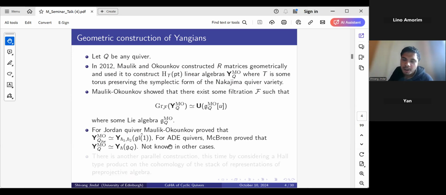In fact, that's what I'm going to say next. For the Jordan quiver, Maulik and Okounkov proved in their paper that this algebra which they define is exactly the affine Yangian of gl_1.